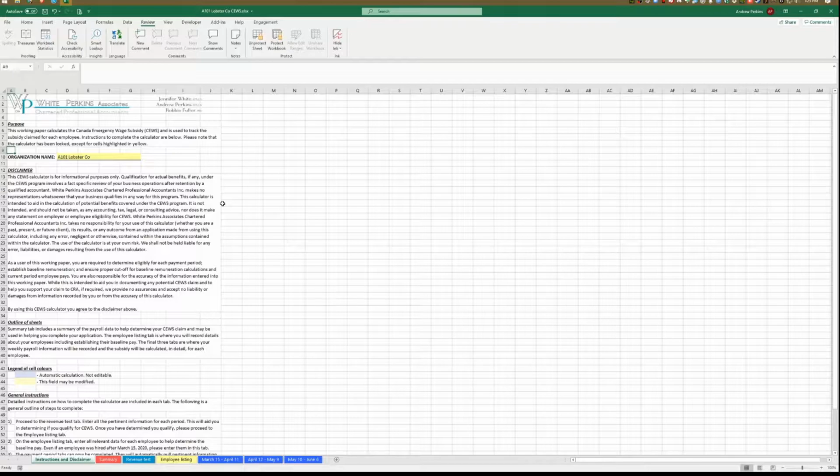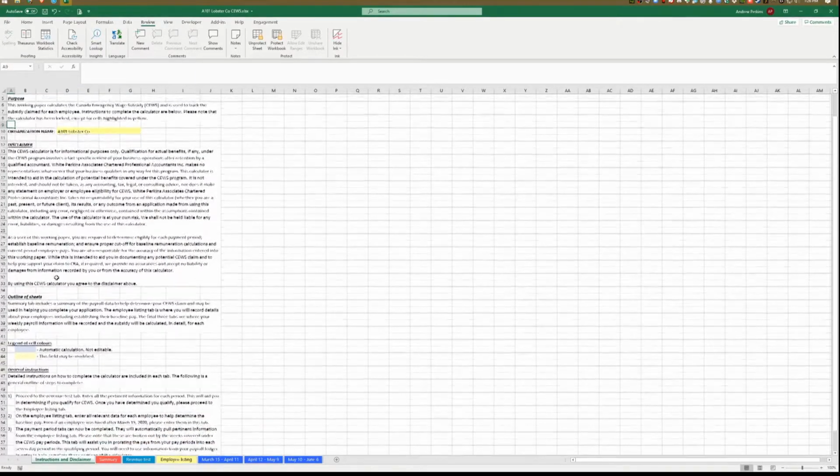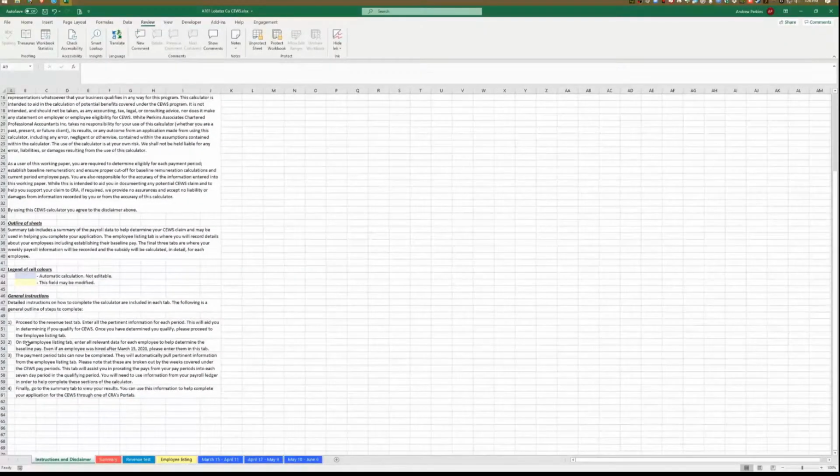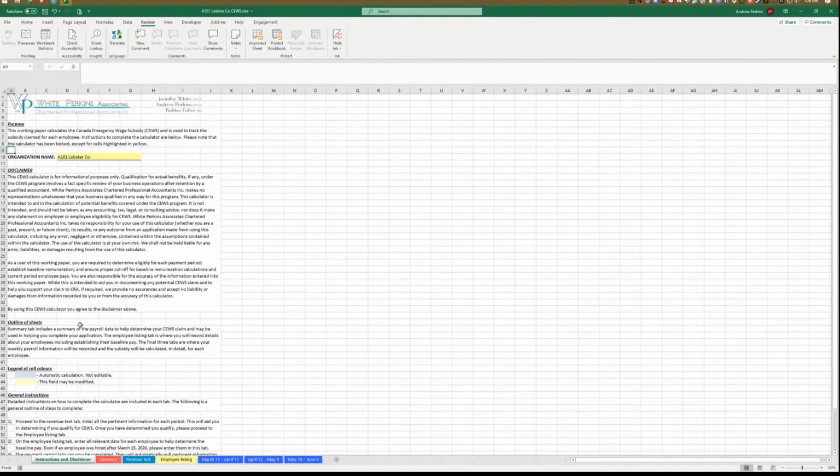You'll notice down below that there is a legend here. Anywhere where you see this yellow is a field that may be modified. Anything that's in this blue is a field that is automatically calculated, so you should see data populate there at some point. I won't go over these general instructions, but you can do so as well because we're going to be walking through them step by step here.